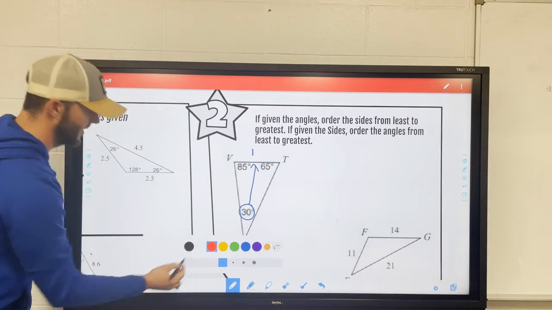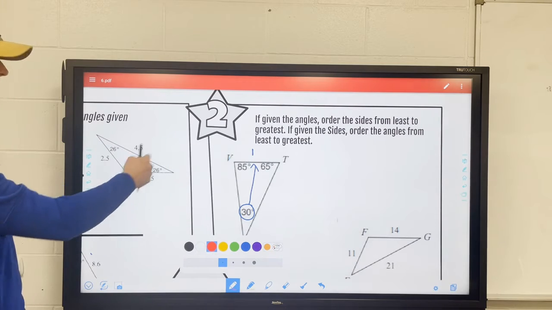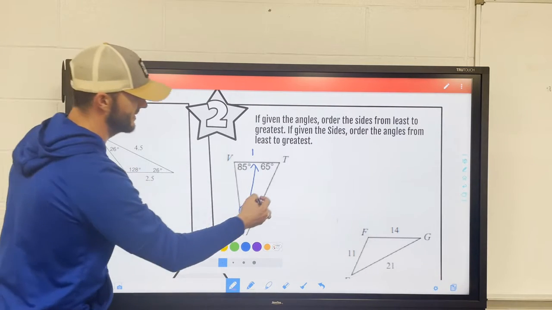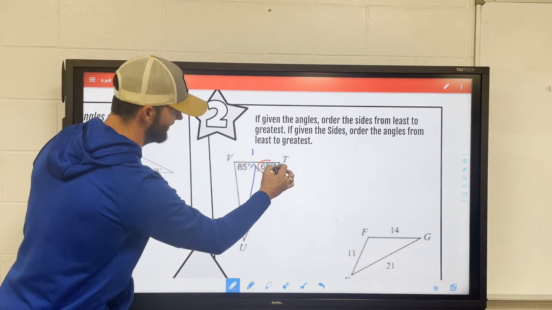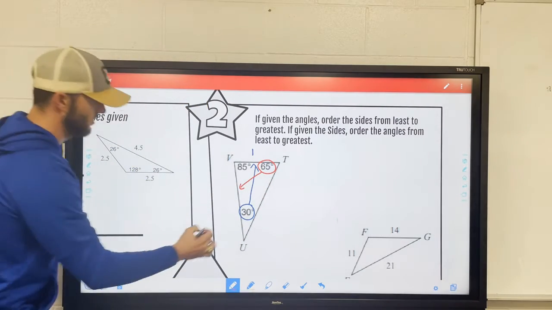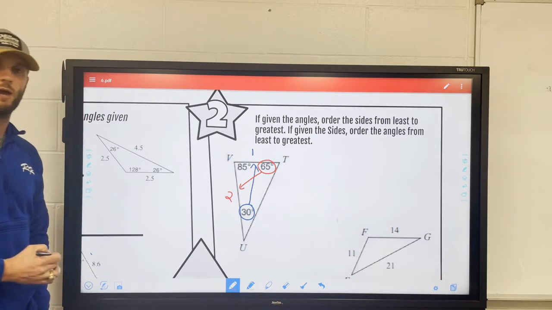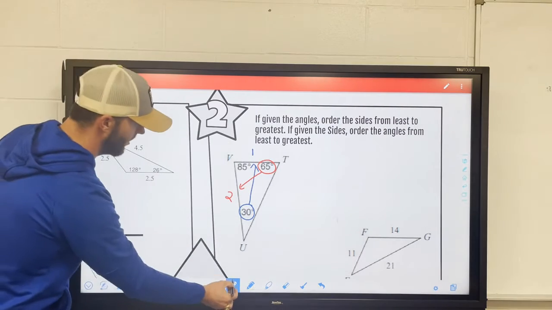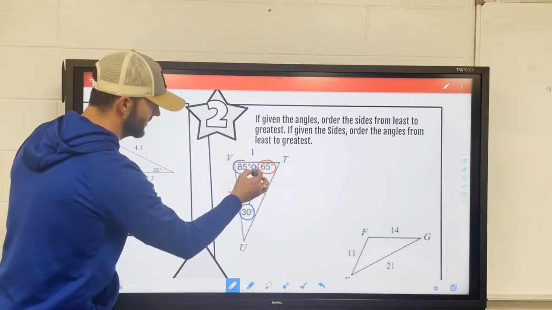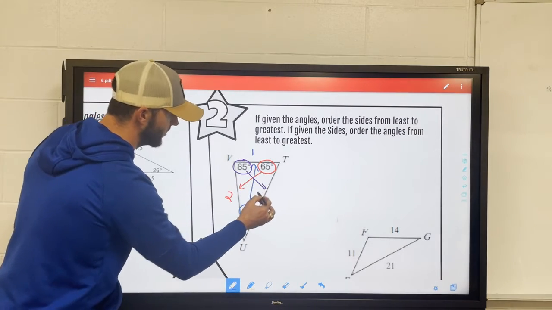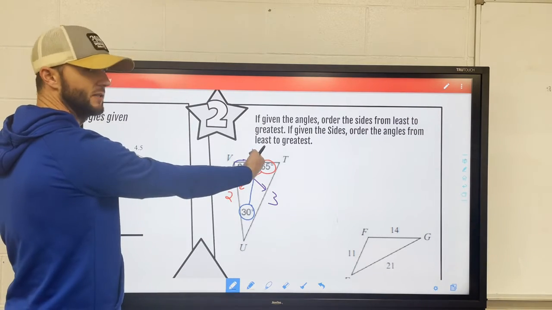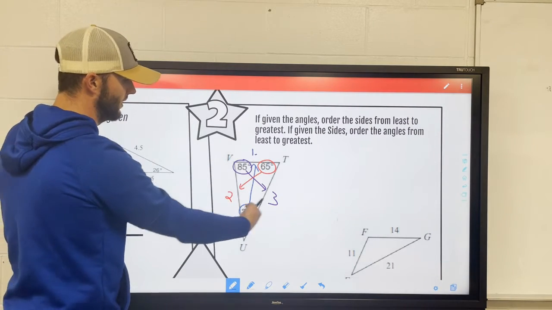I'm going to use a different color. Now out of 30, 65, and 85, the next lowest is going to be 65. So if I circle 65, the side opposite of that is going to be the next biggest side. So I'm going to call this side 2. Now I know that my biggest angle is going to be 85, so the side opposite of that is going to be the biggest. So again, I listed it from least to greatest: 1 the lowest, 2 the middle, and 3 the highest.